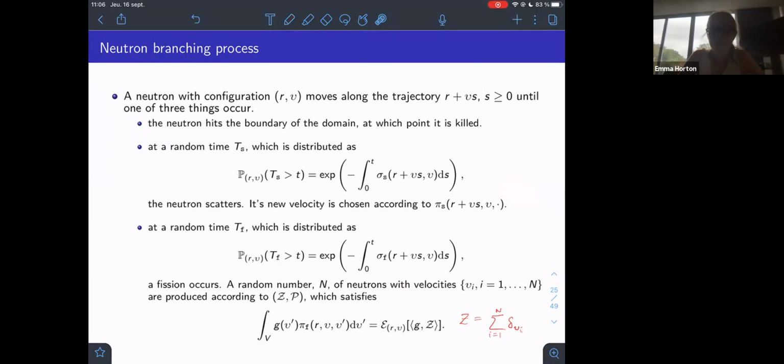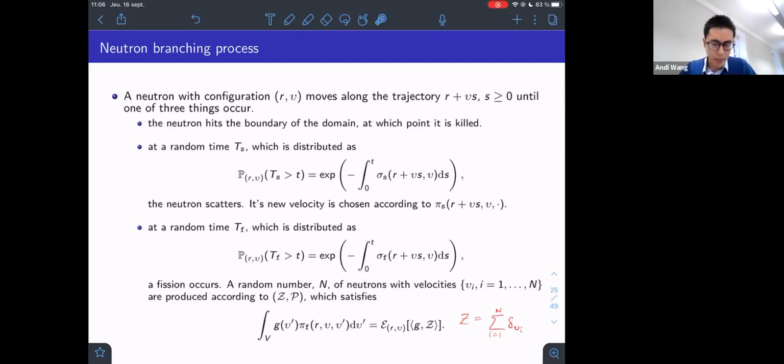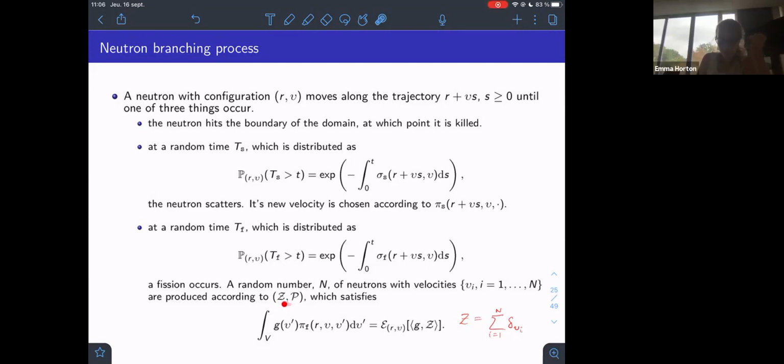Z is the point process that describes exactly the number of particles and the velocities that are produced at fission, and P is its law. And then I want to specify that in order to match the average behavior that's given by the neutron transport equation, this point process, the abstract object, does match up with the average that's given by pi f. But is that specifying a law, or is it just a moment condition? I mean, I've specified the law here. Z and P is exactly the law of the offspring distribution.